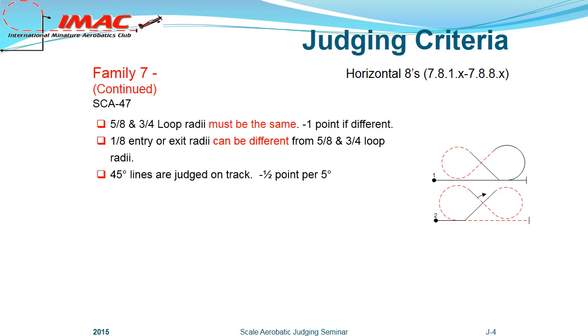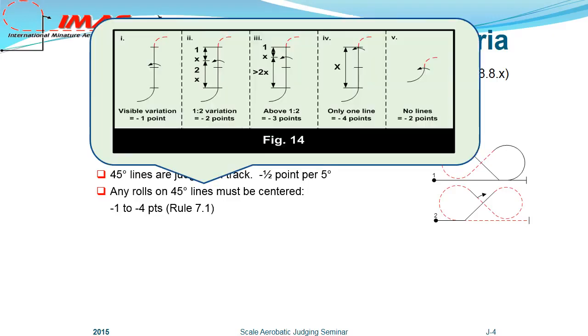The track of the 45-degree lines must be wind corrected such that they intersect at the center of the figure. Deductions of 1/2 point per 5 degrees apply. There may be rolling elements specified on the 45-degree lines, and if present, they must be centered. Downgrades of 1 to 4 points are applied using figure 14 in Rule 7.1 as a guide.